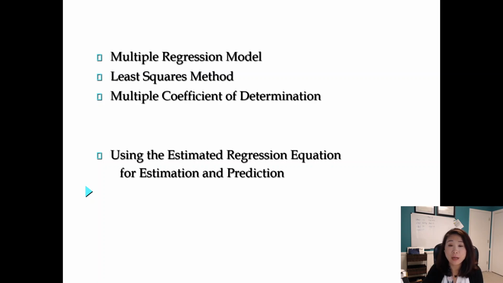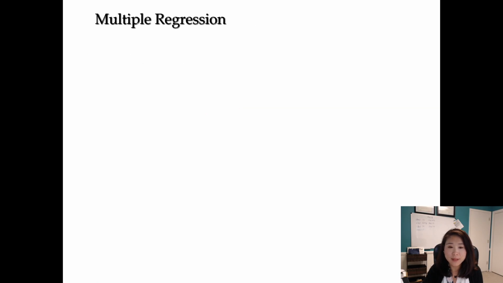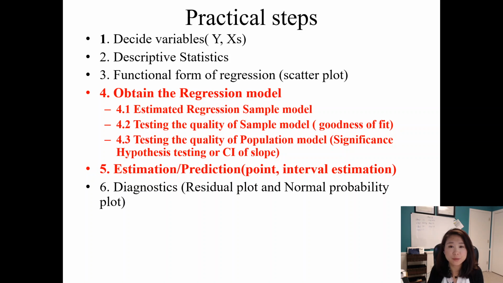During the lecture, I will also emphasize the similarities and the differences between the simple linear regression model and the multiple linear regression model. As I said, the analysis procedure will be the same. That's why we're going to revisit our analysis procedure again. For regression analysis, no matter whether it's a simple or multiple linear regression model, we're going to go through these 6 steps.